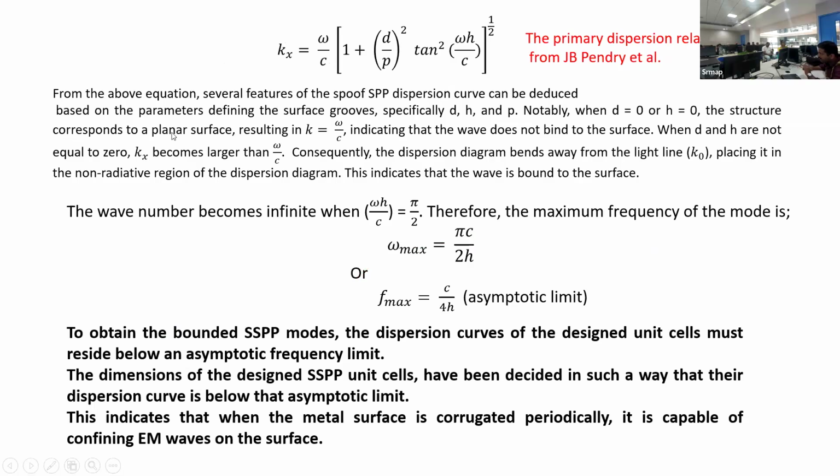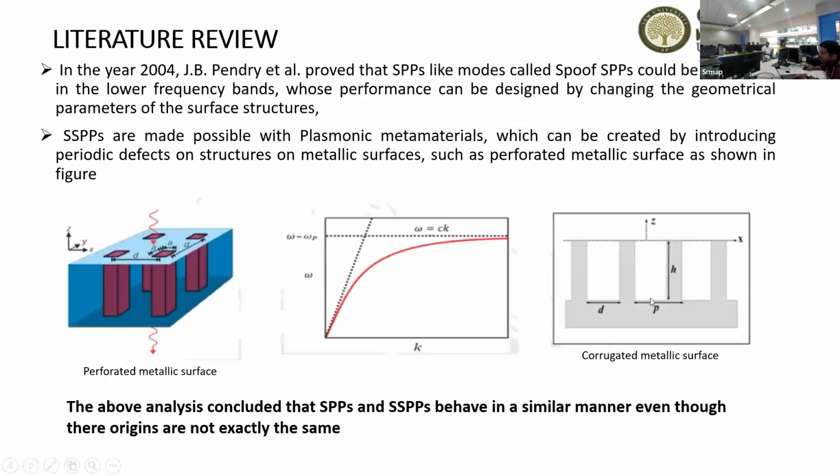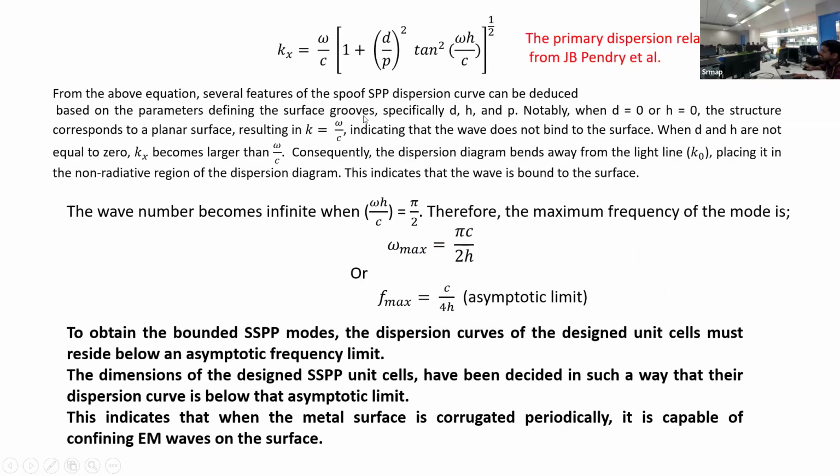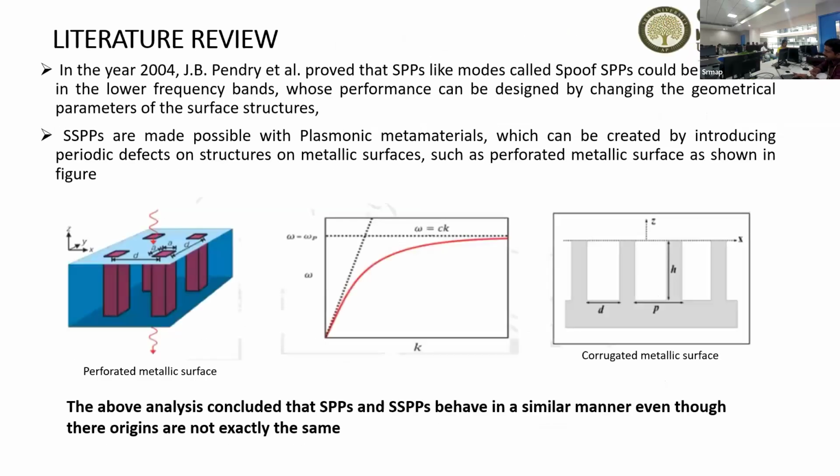The waveguide corresponds to a planar surface, resulting in omega by c. Now if this d by p is not equal to 0, then spoof surface plasmon polaritons exist, and strong confinement along the surface will be encountered. So the question is, how do we choose these dimensions? That is the bigger question here.